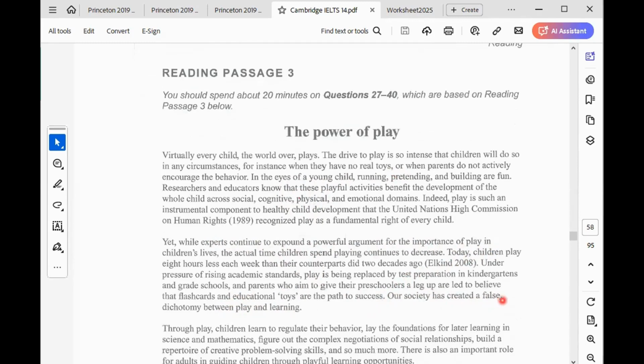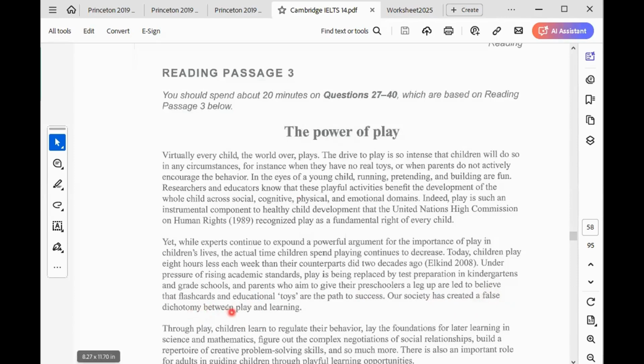Our society has created a false dichotomy between play and learning. Can you see it there? Read that statement again, everybody. Can you see it? Our society has created a false dichotomy. What is the meaning of dichotomy? Dichotomy means that these two things are different. That is the meaning of dichotomy. Play and learning. Now, this writer says that what? Our society has created a false dichotomy.